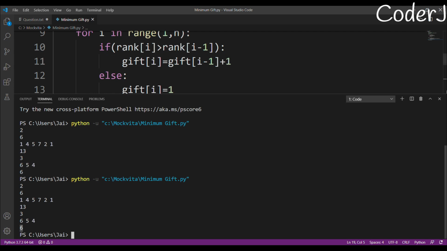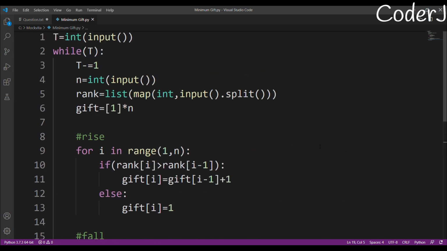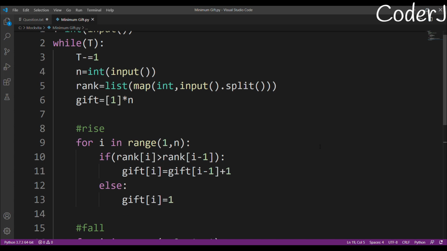So this was a solution for minimum gifts, and it's a really simple solution. We have used just a greedy approach and just checked a few cases of rise and fall.